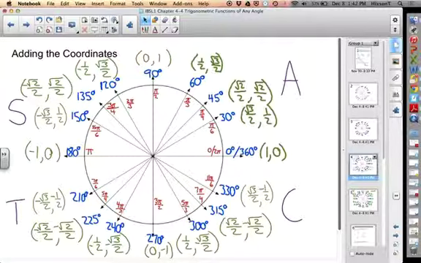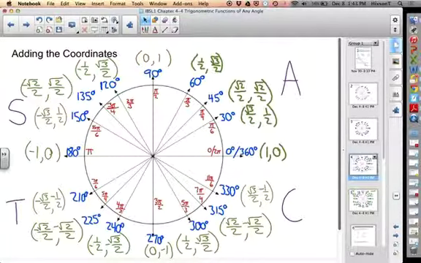Tomorrow I'm going to give you this, the whole thing? Exactly the same? It's printed in black and white, not with all the colors. It has everything, but it doesn't have the ASTC, so you should be able to figure that out.